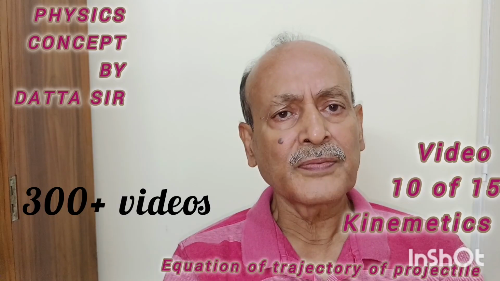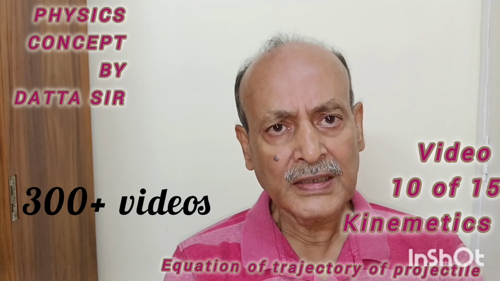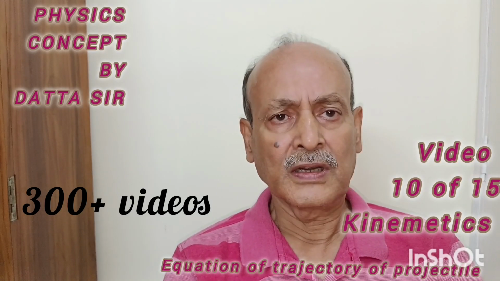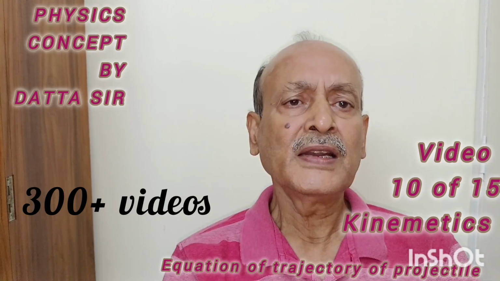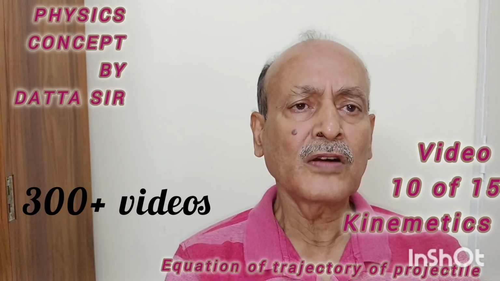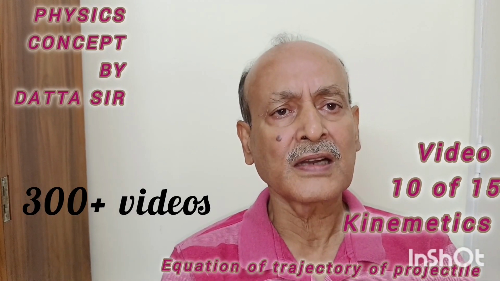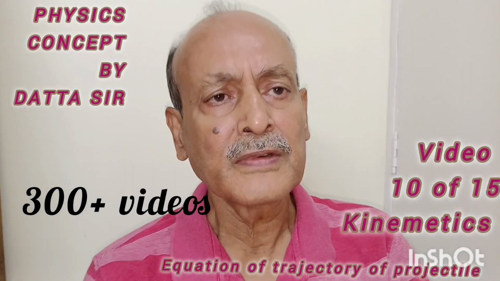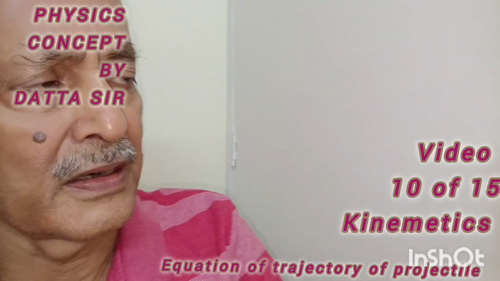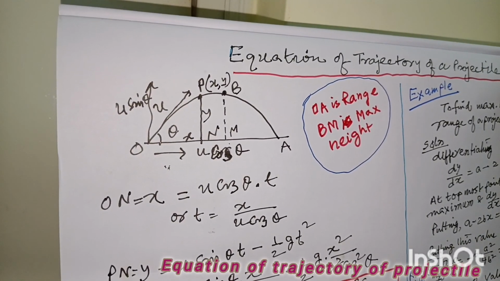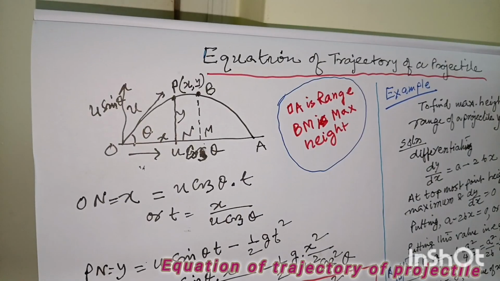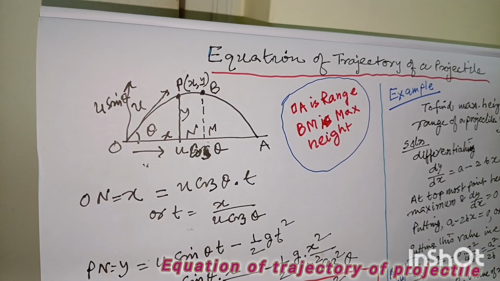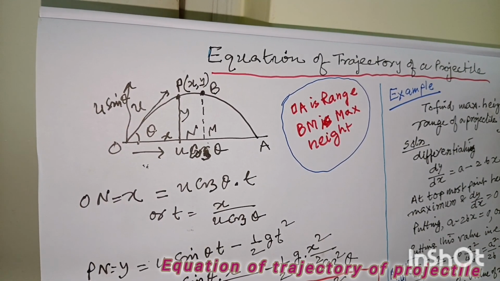So today's concept is trajectory equation of projectile. I have seen many students find difficulty in this. So let us try to solve it in a very simple manner. Look into the diagram of the projectile. It is projected at O and it falls at A.